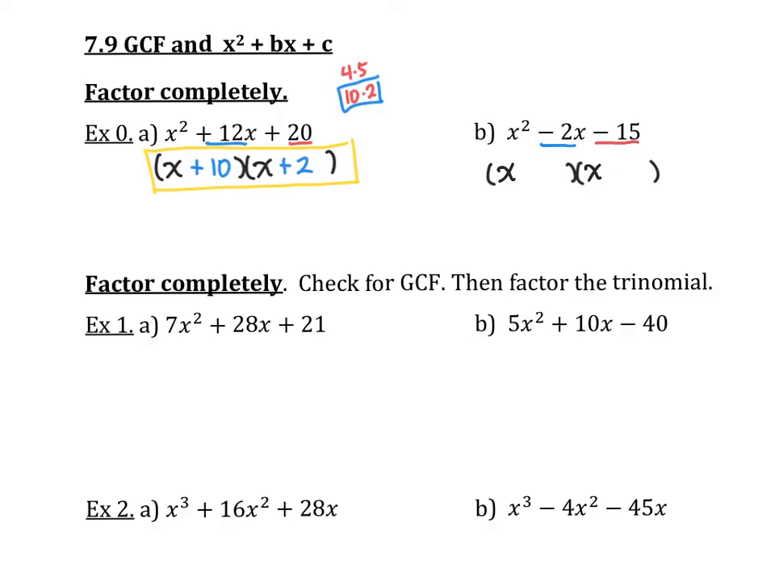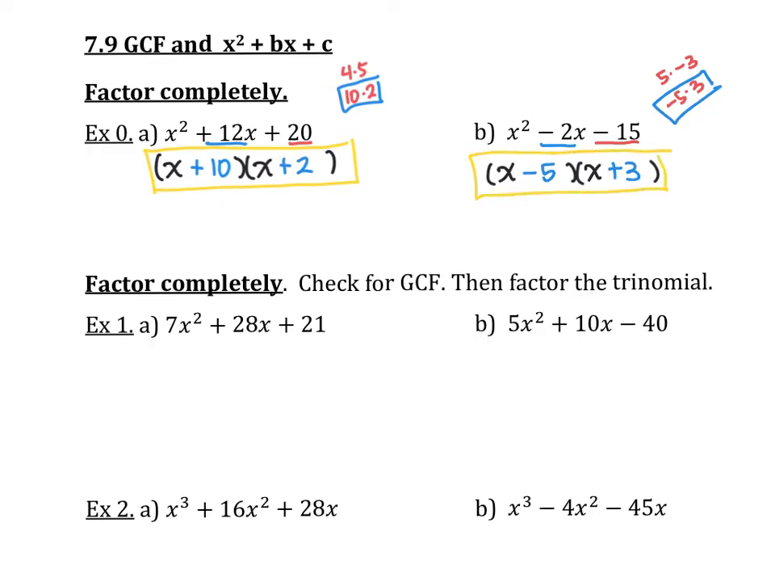So for negative 15, I could do 5 times negative 3 to get negative 15. 5 minus 3 is positive 2, but I want a negative 2. So how about negative 5 times 3? Negative 5 times 3 is negative 15. Negative 5 plus 3 is negative 2. So those must be the two factors. So negative 5, positive 3.